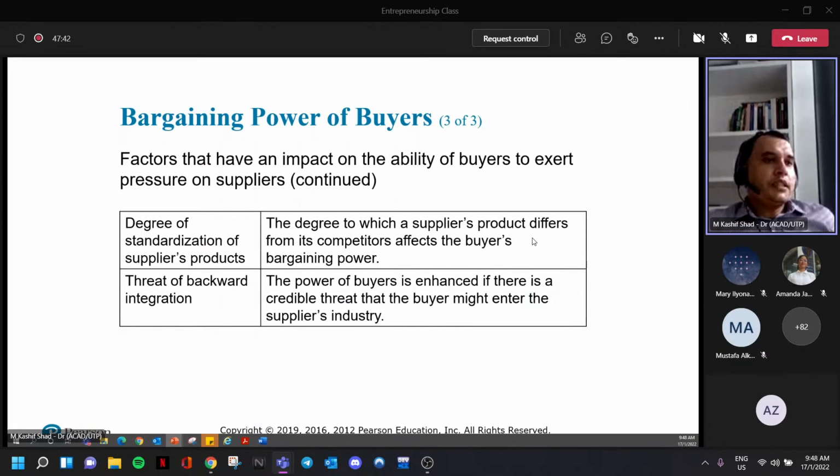The degree to which a supplier's product differs from its competitors affects the buyer's bargaining power. To what extent the product that one supplier is producing differs from another one. Threat of backward integration. The power of buyers is enhanced if there is a credible threat that the buyer might enter the supplier's industry.